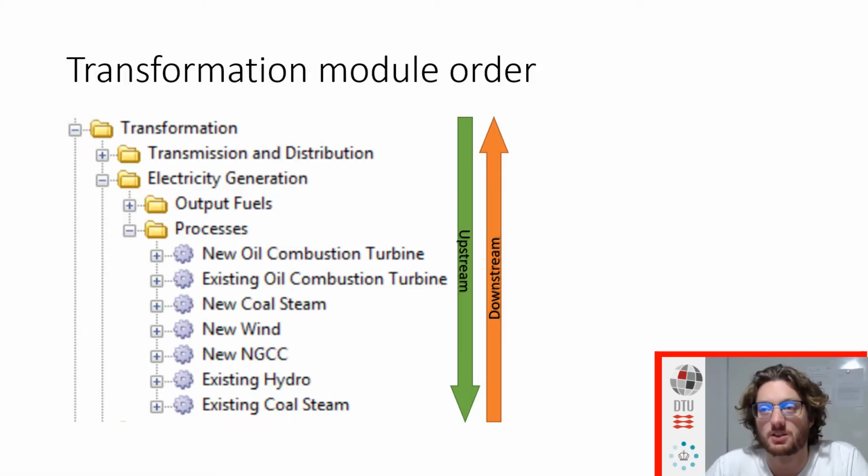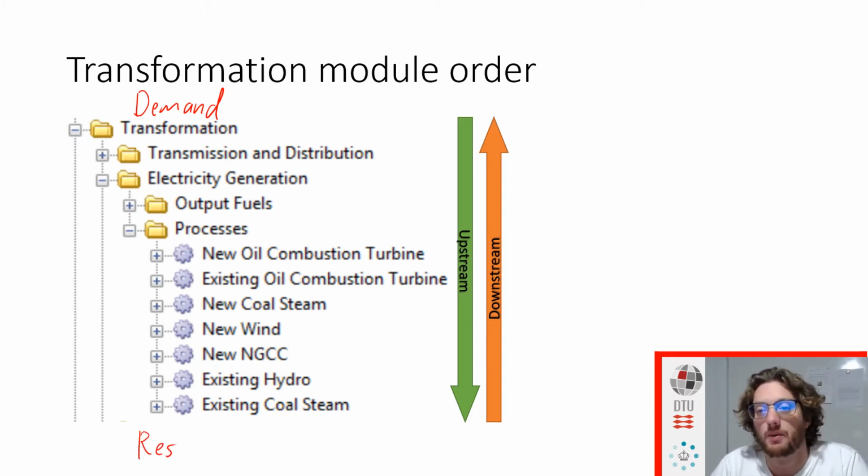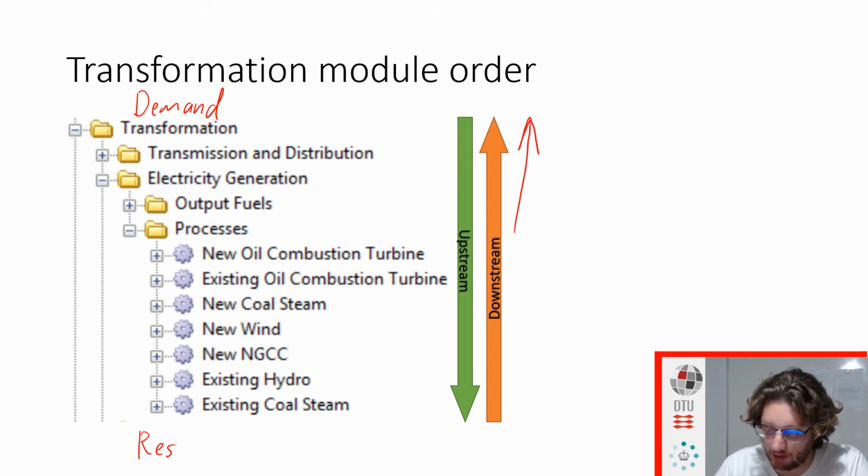In the transformation sector in Leap, one very important thing is the module order you have in your transformation sector. So demand lives on top here. That's where it is in the model branches and the model overview. The resources is down below, and that actually has a meaning in Leap. So the closer you are to the demand, the more downstream the model you should have, and the closer you are to your resources, the more upstream the model you should have.